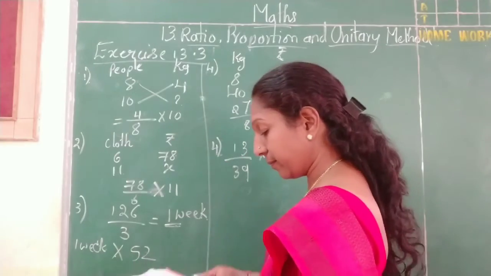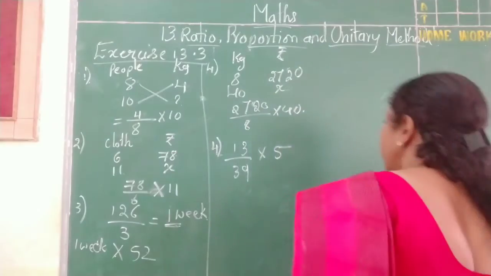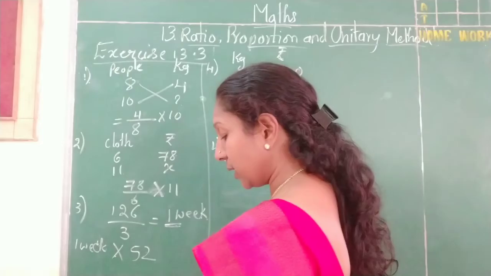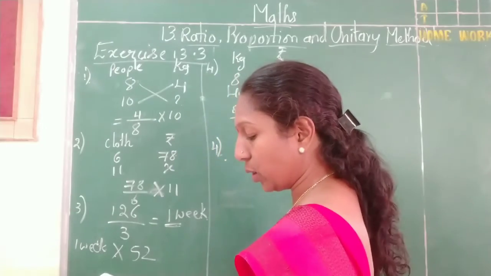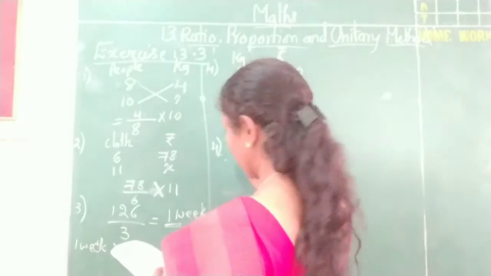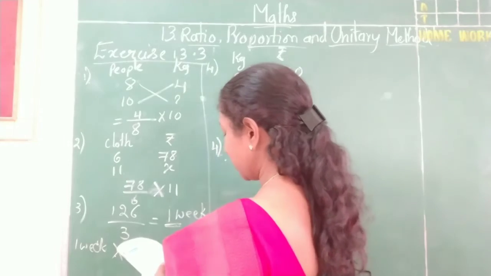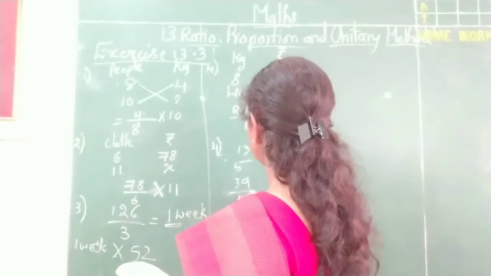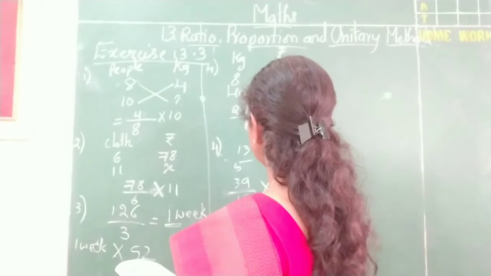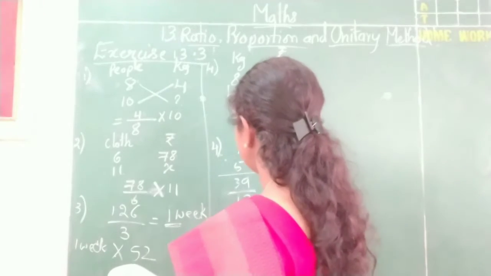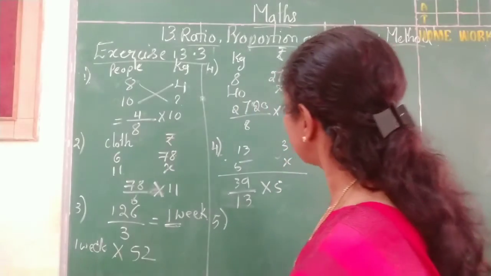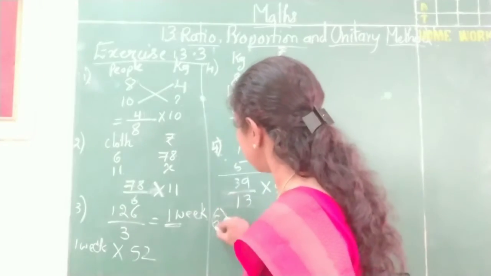Sorry children, I have made a mistake here. The cart delivers 39 tons of sand in 13 loads. So 13 loads, 39 tons, and then 5 loads. So 39 by 13 into 5. You have to do like this. Sorry, I told it wrong. Sorry children. That was the 5th one, and now it is the 6th one.